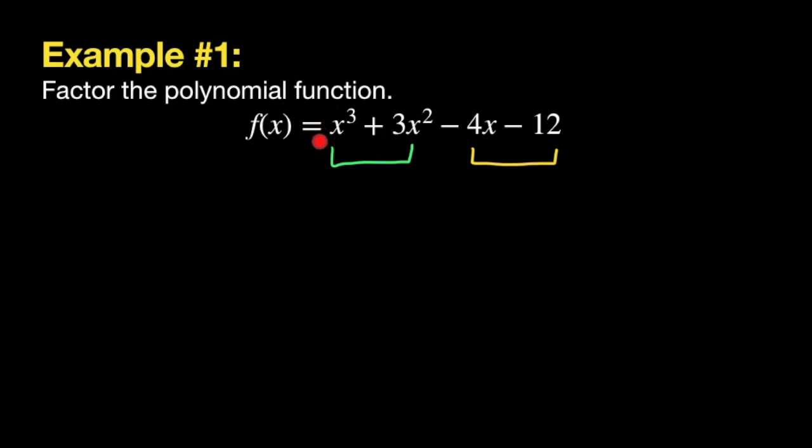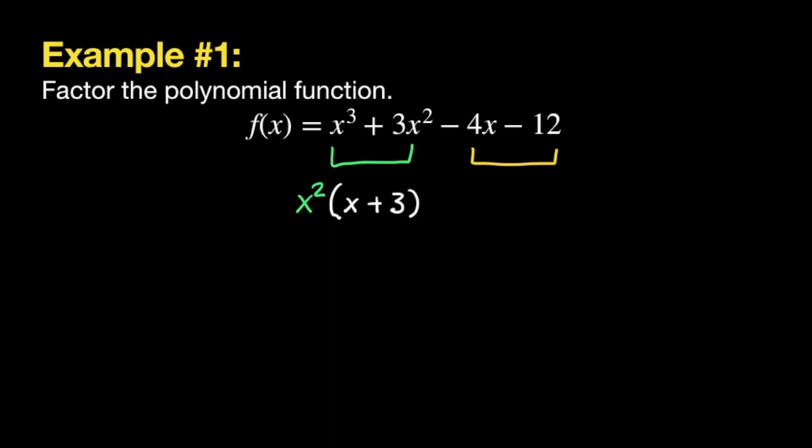We see that the first term doesn't have a number in front, so there's no coefficient, and the second term has a 3. So we are not able to factor a number from the coefficient, but we are able to factor the variable. This one has an x to the third power, and then this one has an x to the second. So I'm able to factor an x to the second power. If I factor out x to the second power, I'm going to be left with x plus 3.